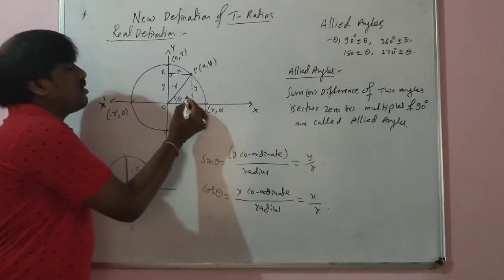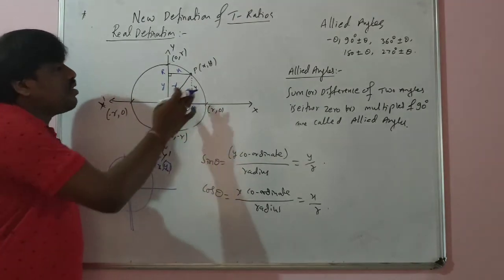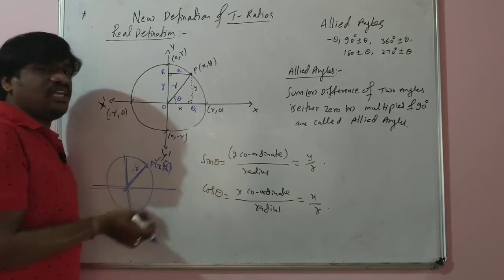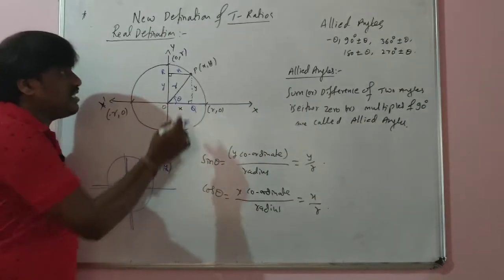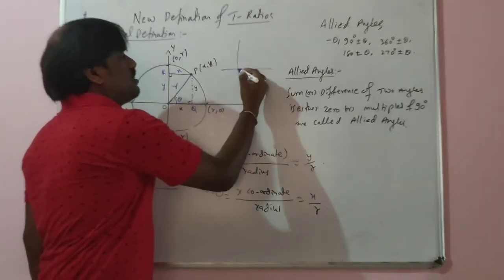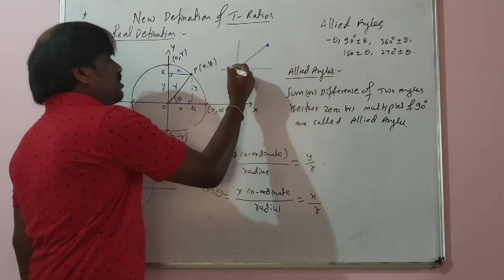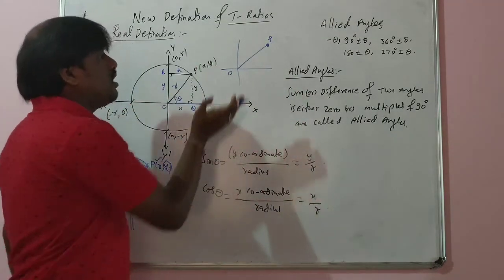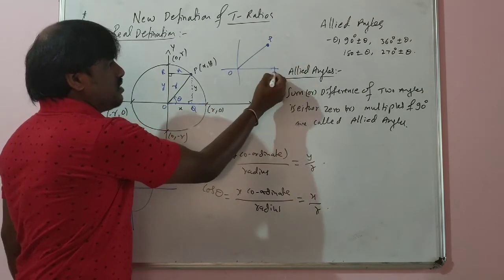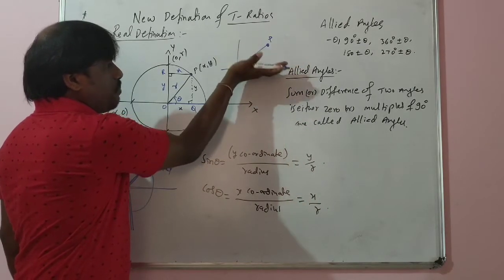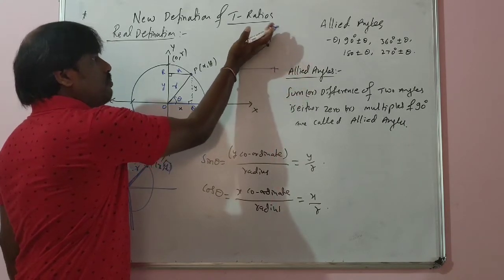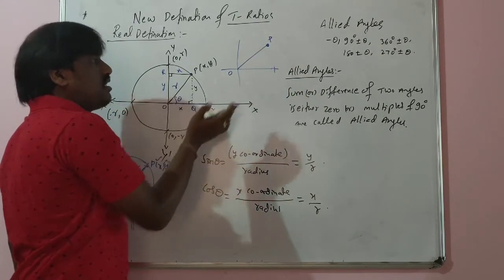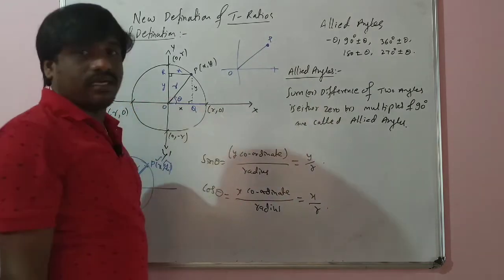Why are you getting this? You know that it is opposite by hypotenuse. Opposite is the y coordinate and hypotenuse is the radius. In another way, we can say this is the projection, but I don't want to explain that in much detail. Here this is the origin and this is the point P. If OP is a rod, the projection of OP on the x-axis is x, and the projection of OP on the y-axis is y. That's what you have.